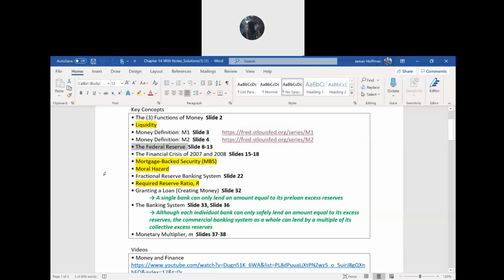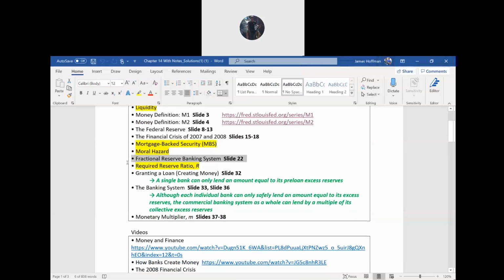Just a little bit about the Federal Reserve and how that's the central bank separate from the US government and some of their key functions. We looked a little bit at the financial crisis of 2007-2008, how that was caused by the mortgage backed security asset, and that led to the concept of moral hazard. A little bit about the fractional reserve banking system, how that was created, and how all money is not actually backed by currency.